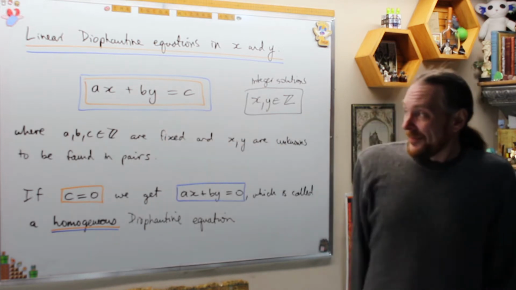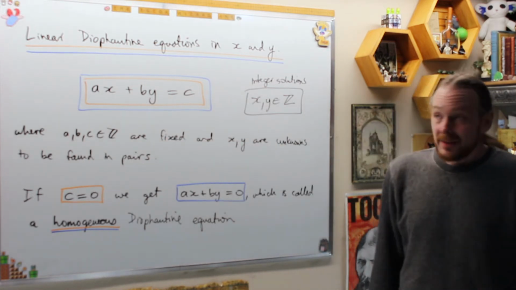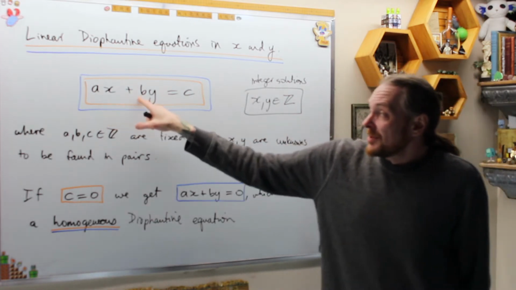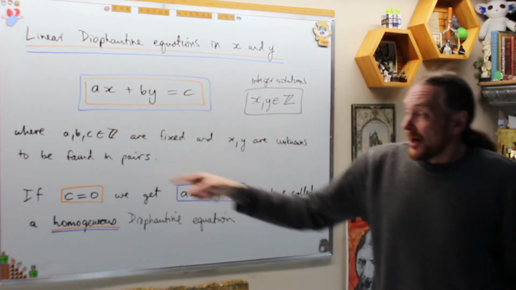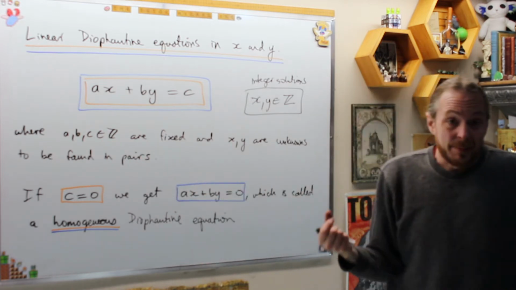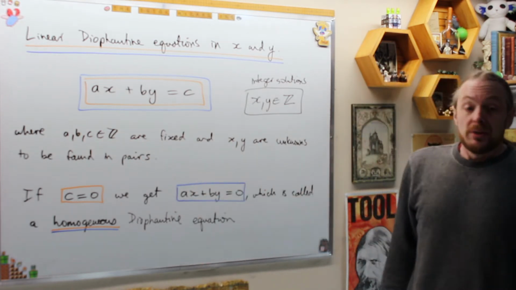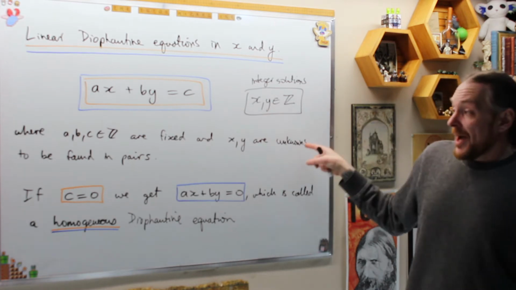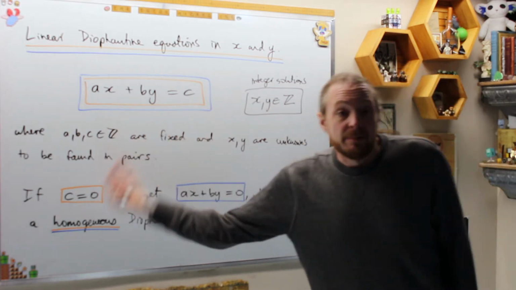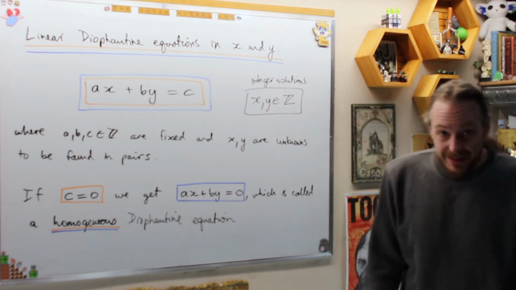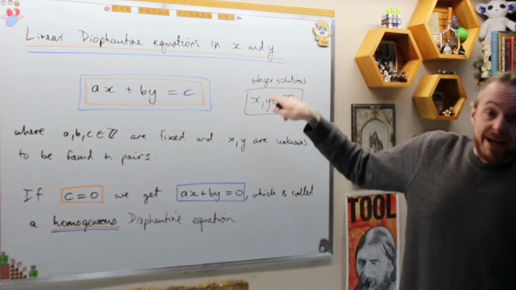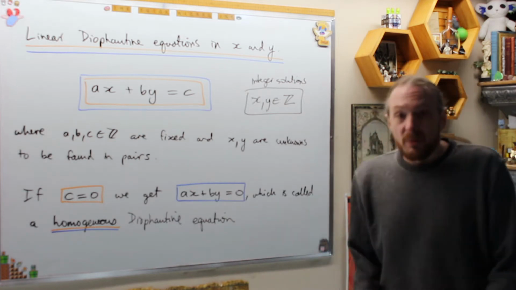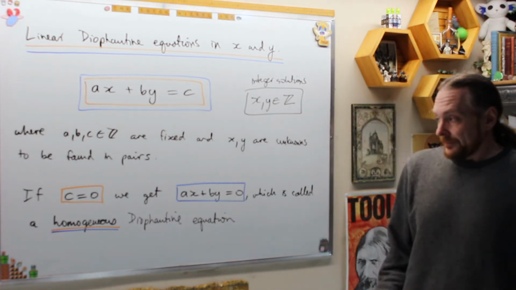Therefore, the general form of a Diophantine equation, which is linear in two unknowns, is going to be ax plus by equals c, where a, b, c are fixed numbers, like 2 and 3 and 5, or something like this. We fix those numbers, and then we look for x and y, the unknowns, to be found in pairs. What do we mean by a solution then? A solution is any pair x and y which makes this equation true. And what we mean by solve is we want to find all of the solutions.